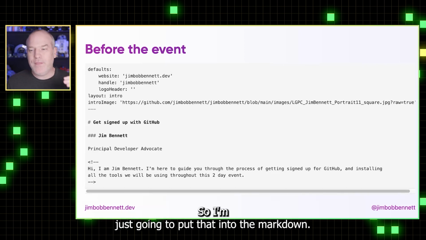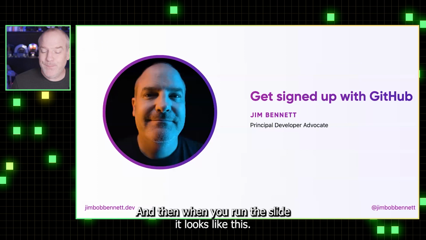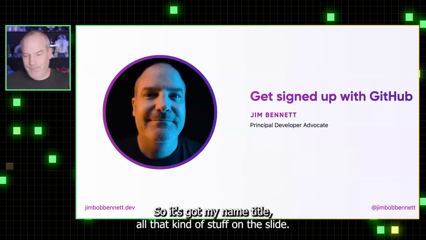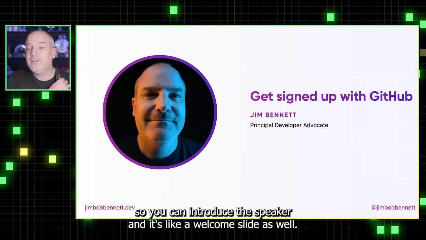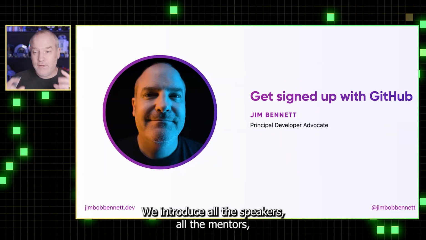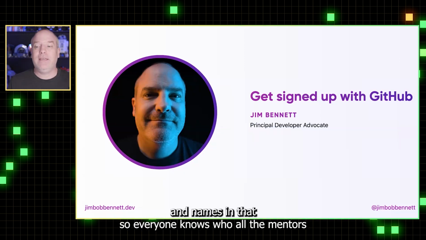So I've just gone through and put that into the Markdown. And then when you run the slide, it looks like this. So it's got my name, title, all that kind of stuff on the slide. You need to make sure you do that for all the slides so you can introduce the speaker. And there's a welcome slide as well where you introduce all the speakers, all the mentors. So you need to make sure you've got the pictures and names in there so everyone knows who all the mentors are.